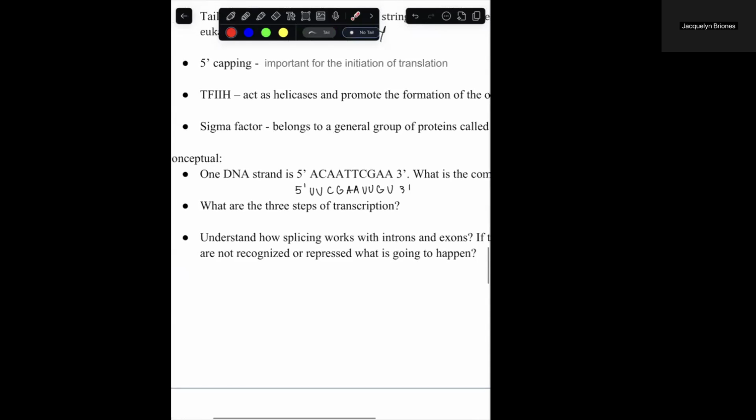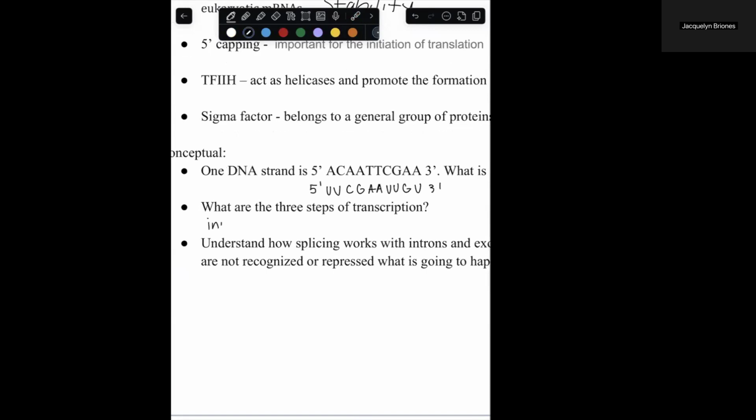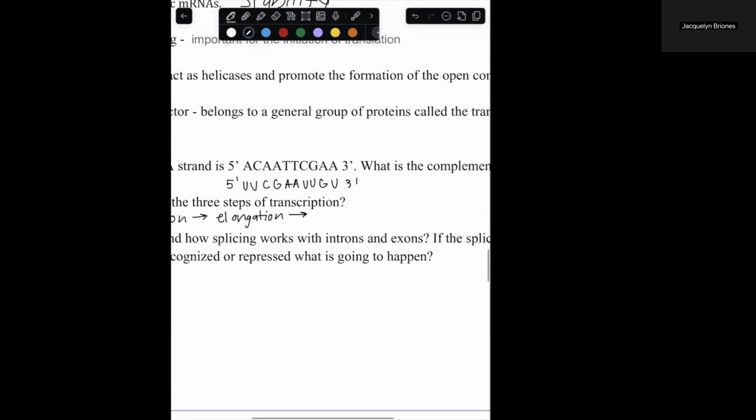Okay, what are the 3 steps in transcription? So this one's kind of a gimme. Initiation, elongation, and termination.